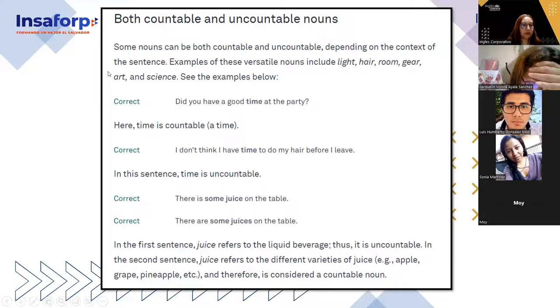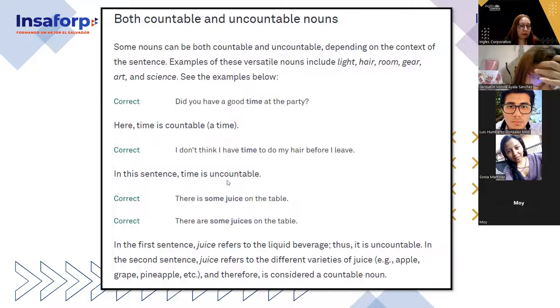Por ejemplo, esta oración está correcta. Did you have a good time at the party? En este escenario le pregunta, ¿pasaste un buen tiempo en la fiesta? ¿Te divertiste? ¿Pasaste un buen tiempo en la fiesta? En ese escenario sí es contable. No porque lo está enumerando, sino porque dijo un buen tiempo, right?